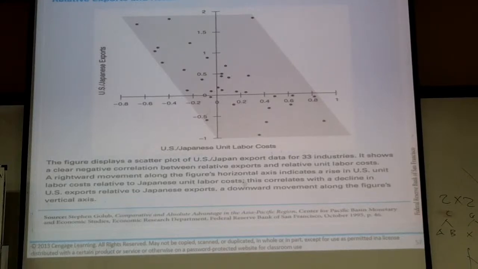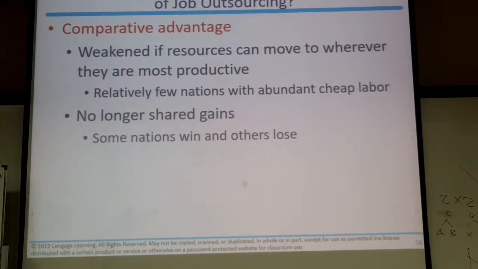So this clearly proves the Ricardian model based on labor cost. However, labor is not the only factor. So does comparative advantage apply in the face of job outsourcing? We can, if resources can move to wherever they are most productive. Relatively few nations with abundant cheap labor no longer share gains. Some nations will win and lose.